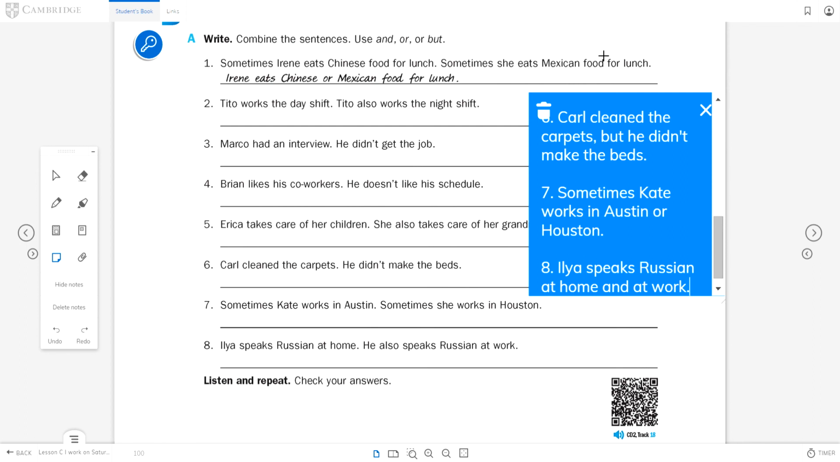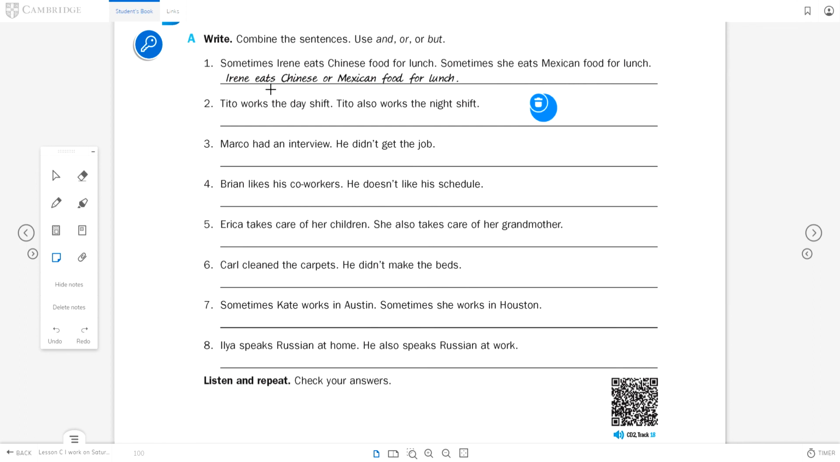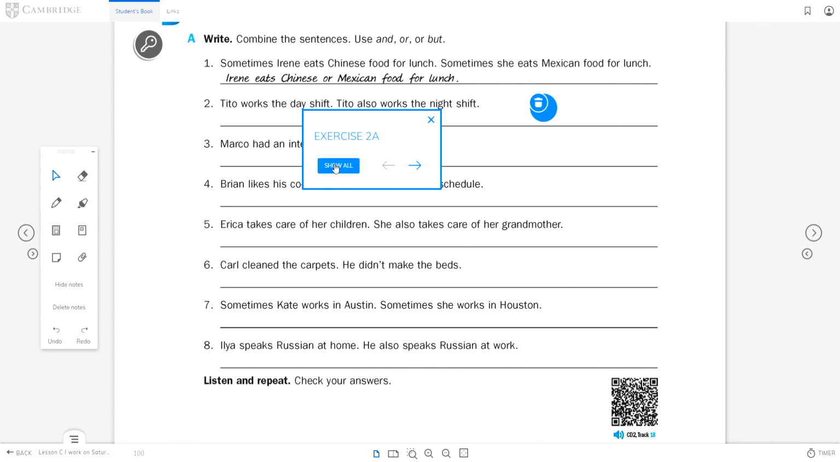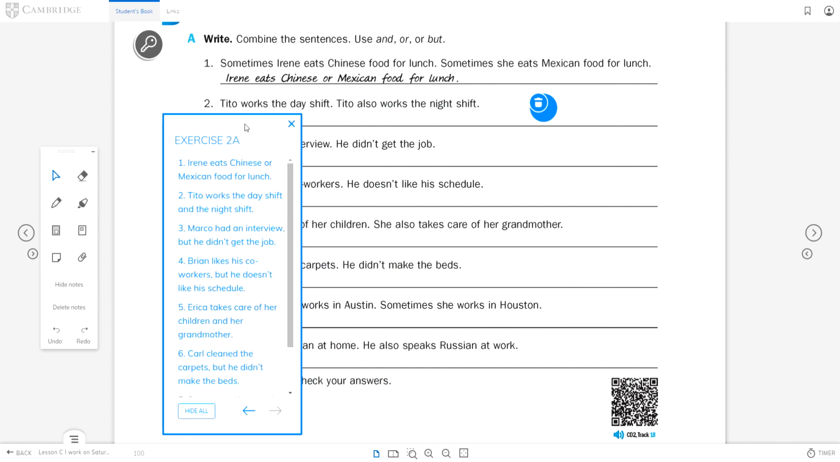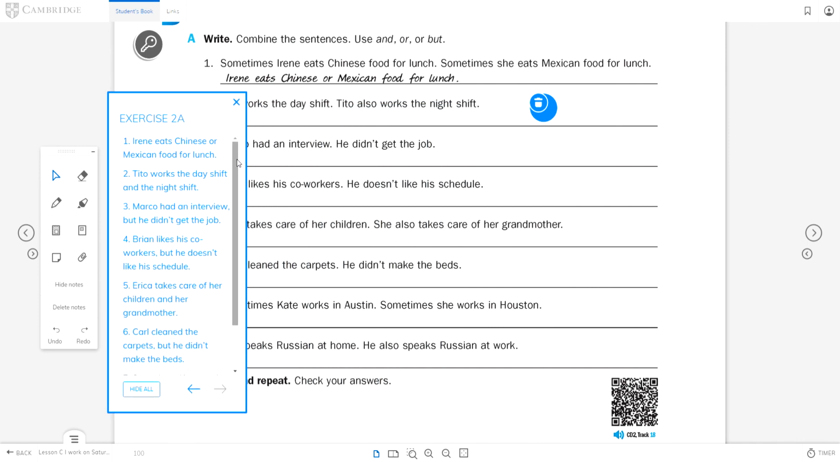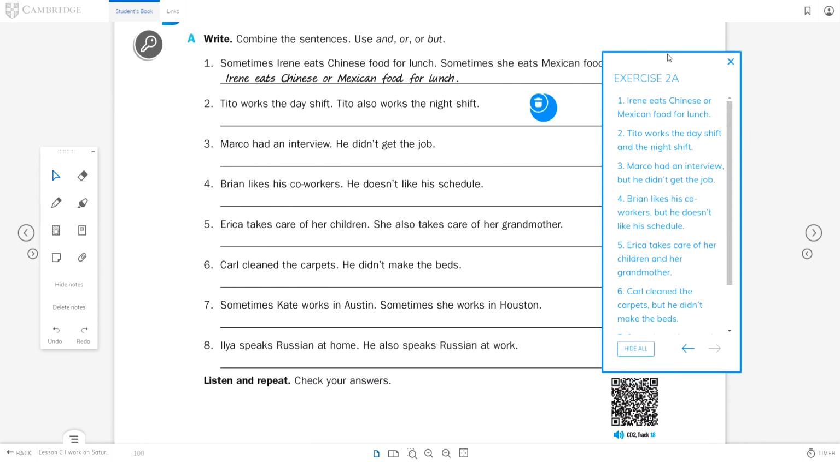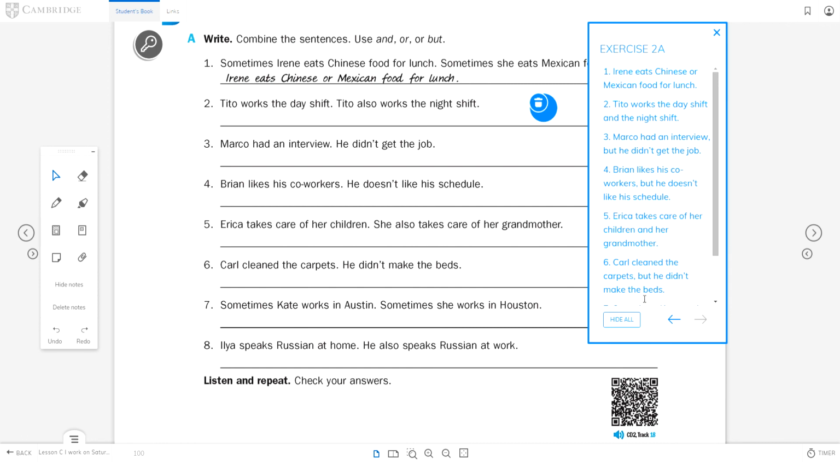Okay? So now, as we look at all these sentences here, we're gonna listen to the CD, the recording here. Just check your answers, okay? Just check your answers.